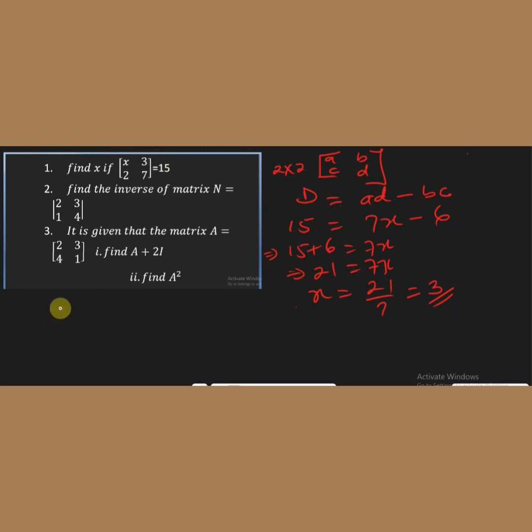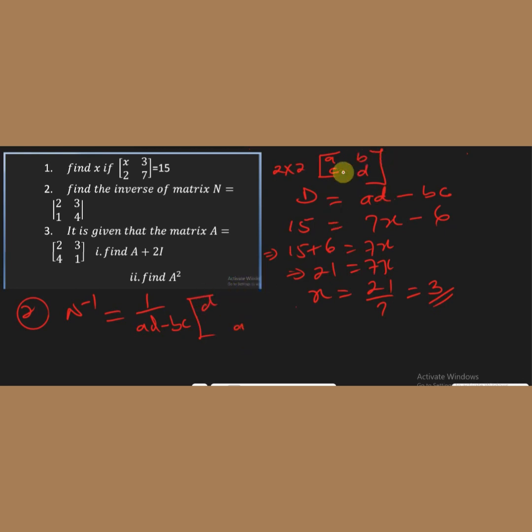Now, for the second question that says find the inverse of a matrix, we need to know the formula for finding the inverse of a matrix. For instance, to find the inverse of N, the formula is the reciprocal of the determinant D. For a 2 by 2, the determinant is given as ad minus bc, times this matrix. What happens here is you just exchange the numbers on the main diagonal, from the top left to the bottom right. Here d goes up, a comes down.